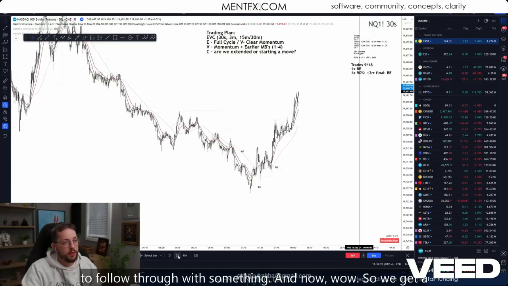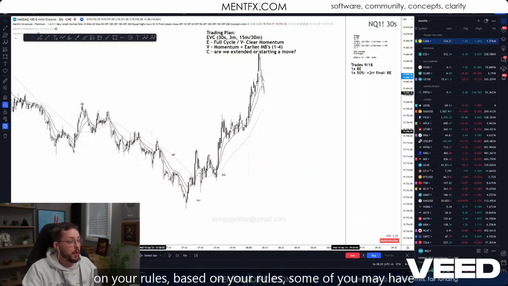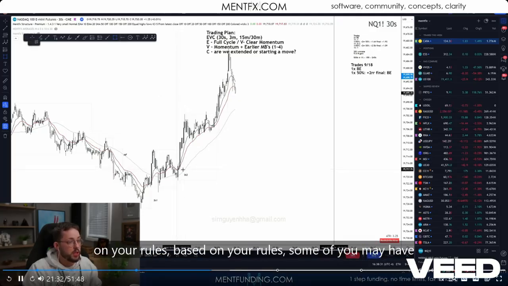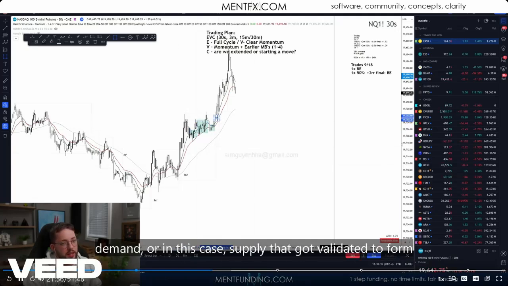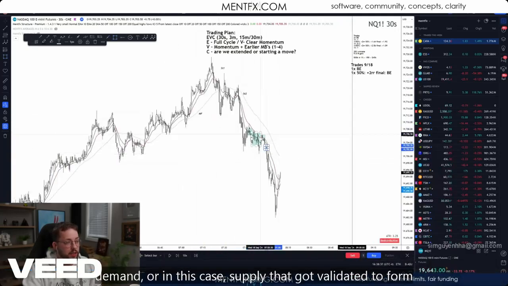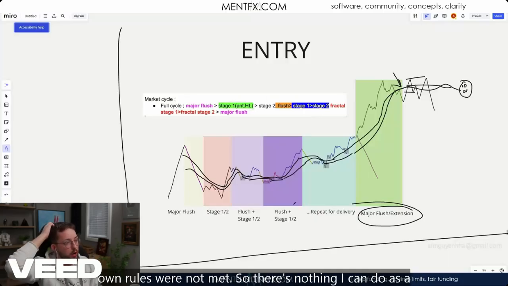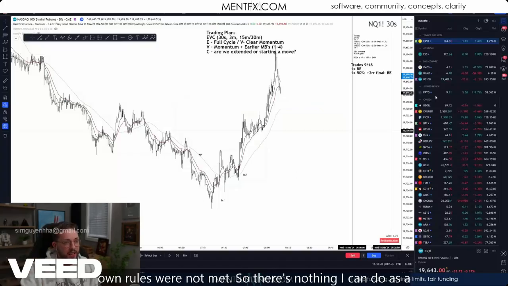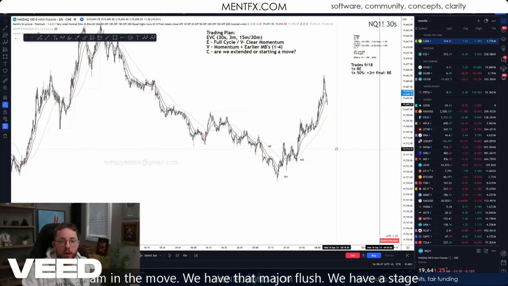And now, wow. We get a crazy move that I don't personally get to trade. Now, based on your rules, some of you may have traded some of the action inside of here, based on the demand, or in this case supply, that got validated to form, and then you get a move out of it. That's perfectly fine. My own rules were not met, so there's nothing I can do as a result of that. But what I can do is measure where I am in the move.